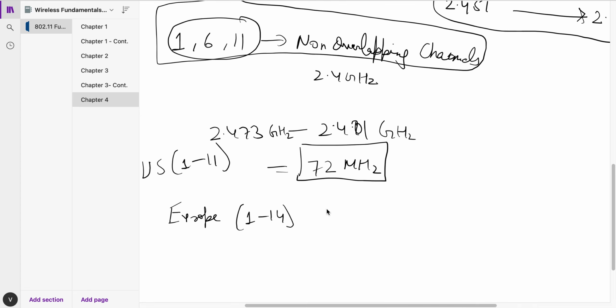And this is for Europe. Of course, the width becomes slightly more, but generally in most countries we have channels 1 to 11 which are allowed, and hence we only get 72 megahertz of channel space, or bandwidth, to send traffic. This is really, really less.